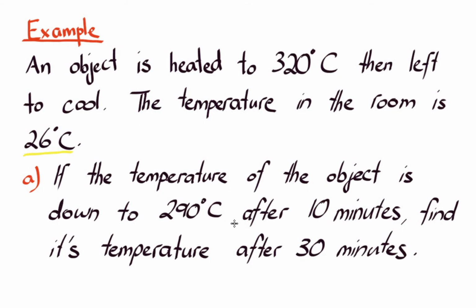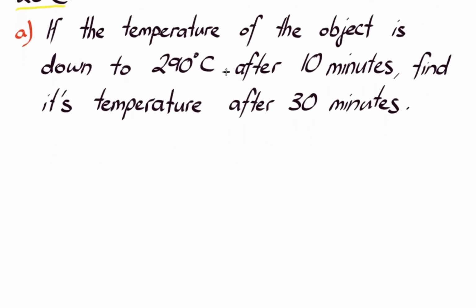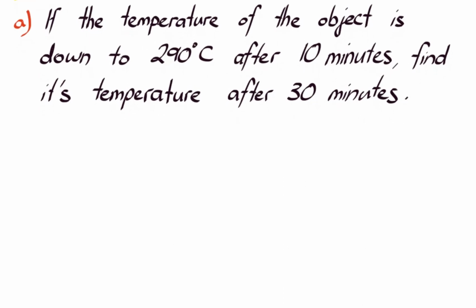Okay, so how do we start part A? Well, we can start with the differential equation. So the rate of change of temperature with respect to time is equal to some constant value. Now we know this k value will be negative, right, when we get down to it. And it's T minus T1, but in this case, we know that T1 is 26.